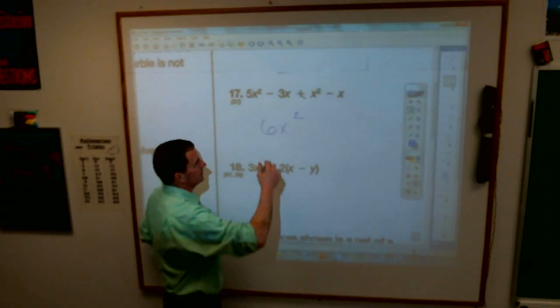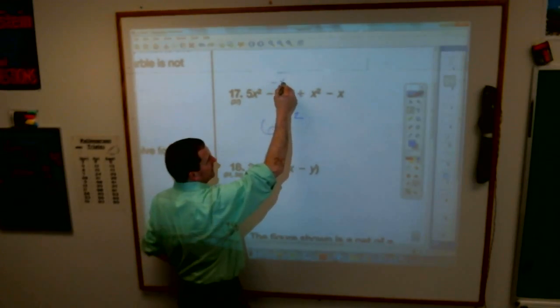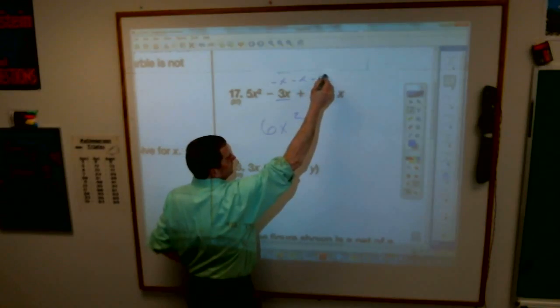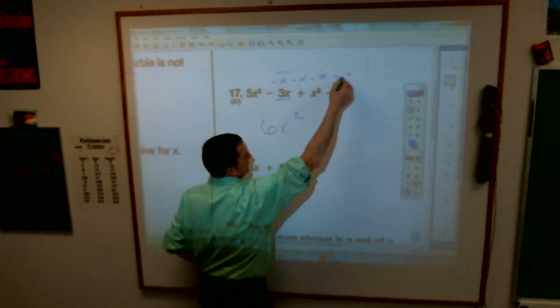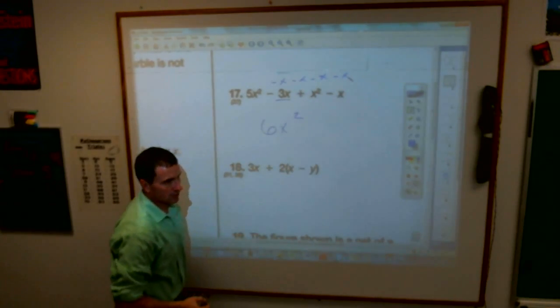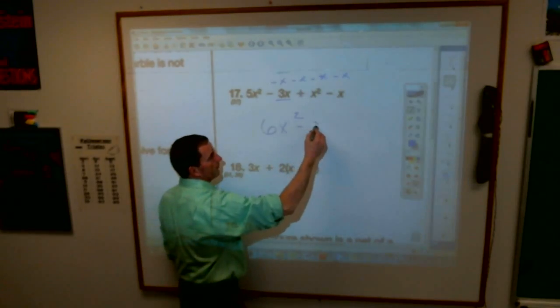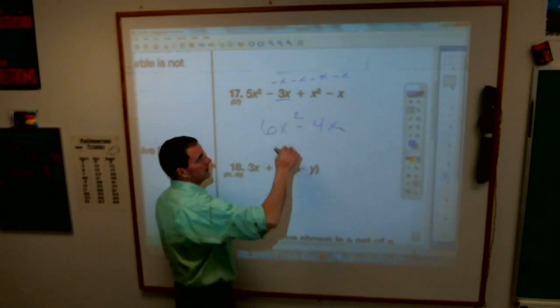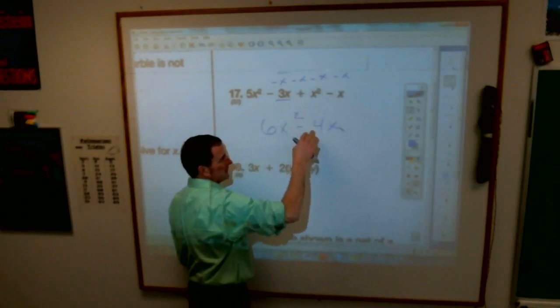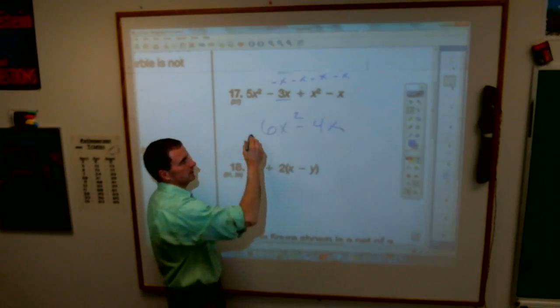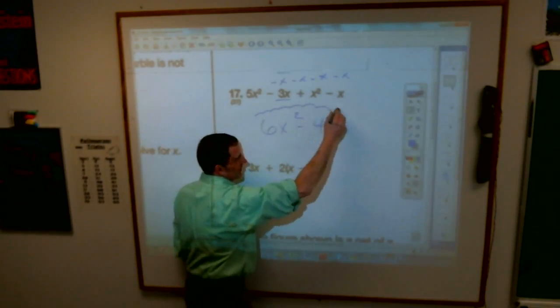And you can think about it like this. Minus 3x means you have 3 negative x's. And here you have another negative x. How many negative x's do you have there? 4 of them. A negative 3 and a negative 1 is a negative 4. You're not multiplying, you're combining.